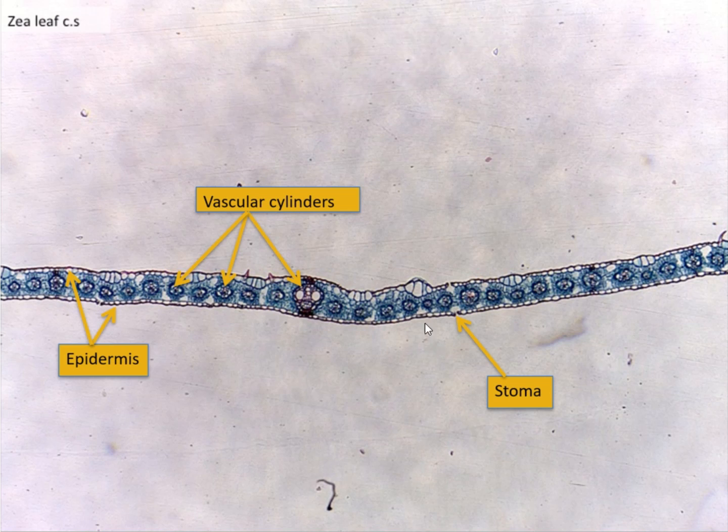Now, it's hard to see here, but this arrow shows the stoma opening. So again, just like the privet leaf, the zea leaf also has a stoma opening, as well as the epidermal layers.